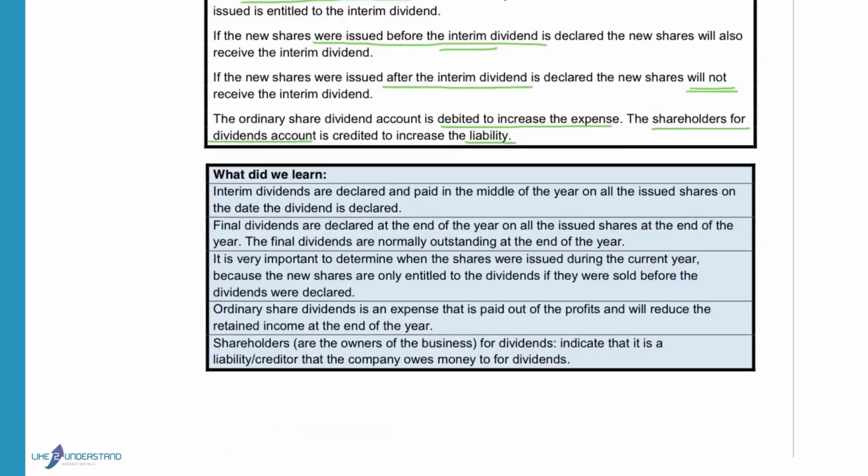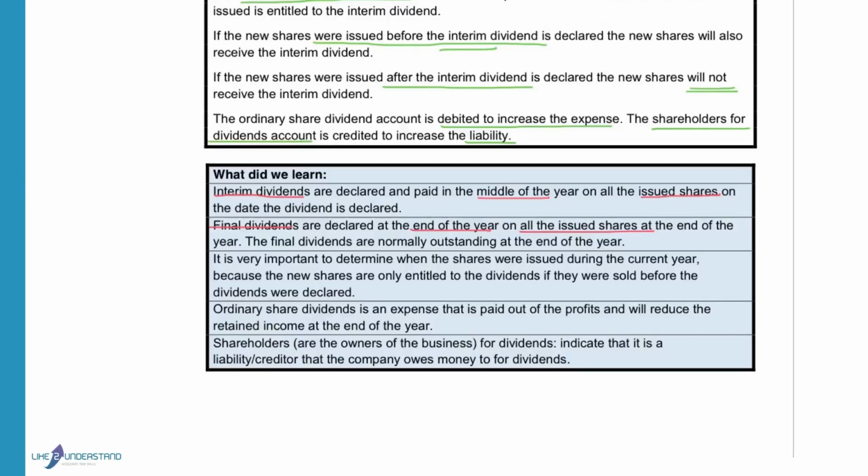What did we learn today? Interim dividends are declared and paid in the middle of the year on all the issued shares on the date that it was declared. So interim dividends is in the middle of the year, and it will only be paid out on issued shares on that date that the interim dividend was declared. Final dividends are declared at the end of the year on all the issued shares. The final dividends will normally be outstanding at the end of the year and will be paid at the beginning of the next financial year.